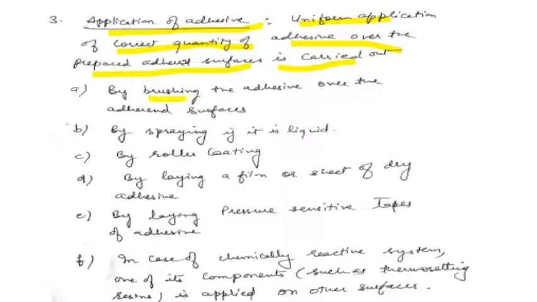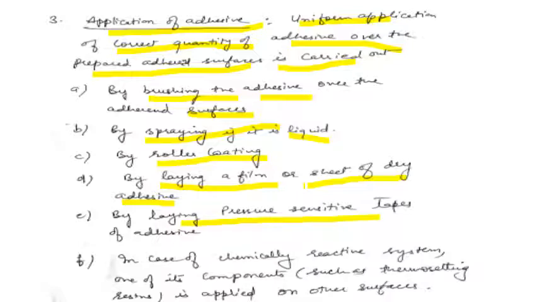The first is brushing the adhesive over the surface. This is the simple process. It can also be done by spraying it, which is easy if it is a liquid. Third, mechanical: if it is a large object, we can go for the roller coating method. By laying a film or sheet of dry adhesive, you can apply a uniform film or sheet over the surface. You can also lay pressure sensitive tapes of the adhesive.